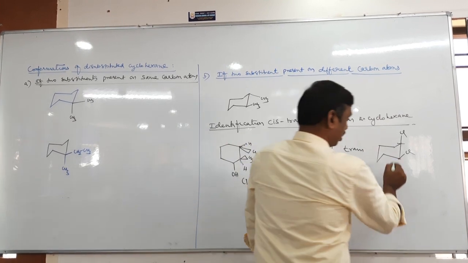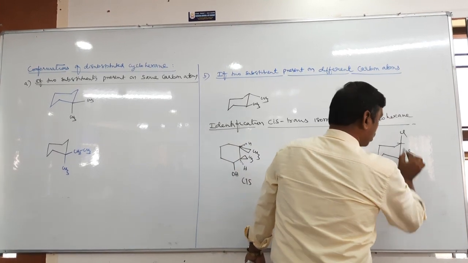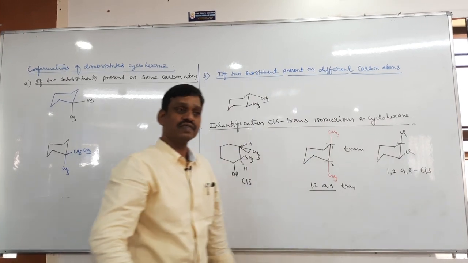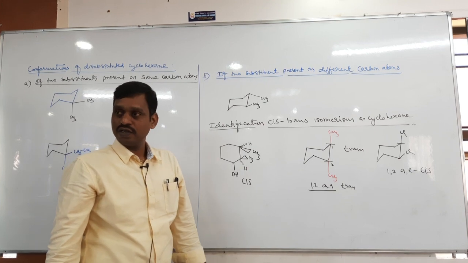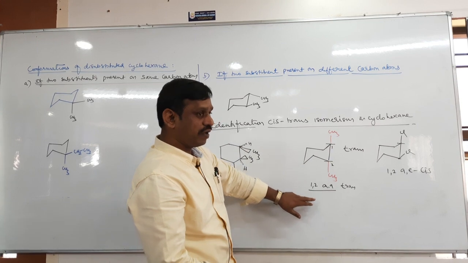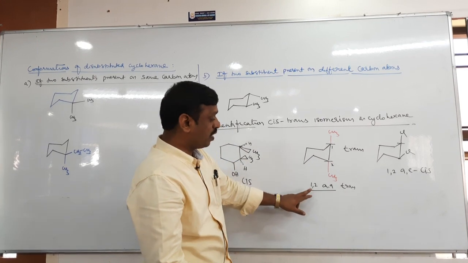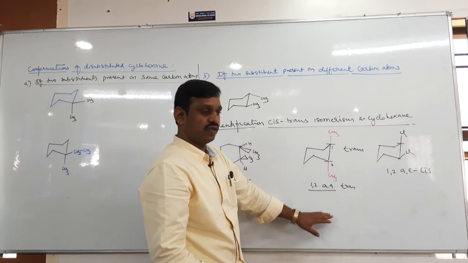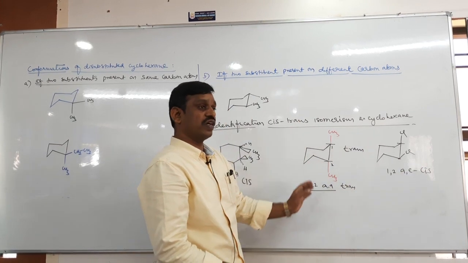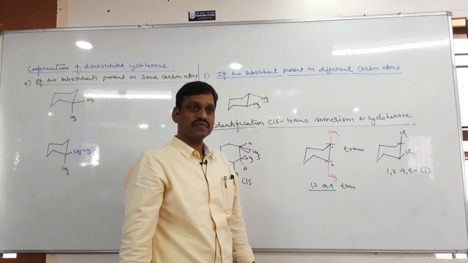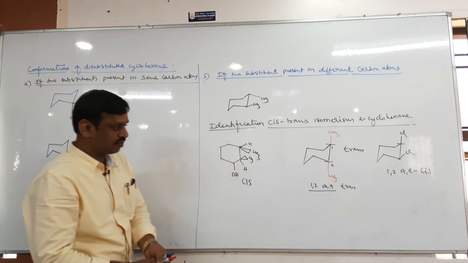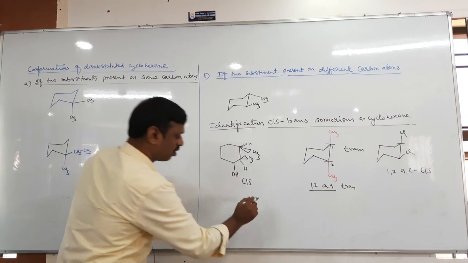Next, it is also 1, 2. 1, 2, axial, equatorial is what? Cis. Do you understand? They may ask which of the following is cis or trans. Structure will be like this, 1, 2 AA and 1, 2 AE. So you need to identify the cis trans by drawing the structure. Like one similar question.